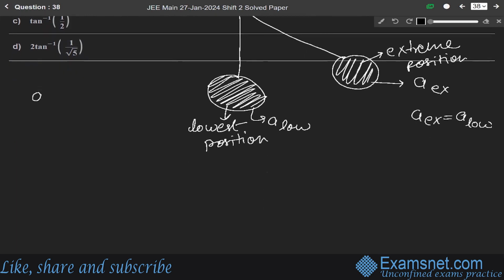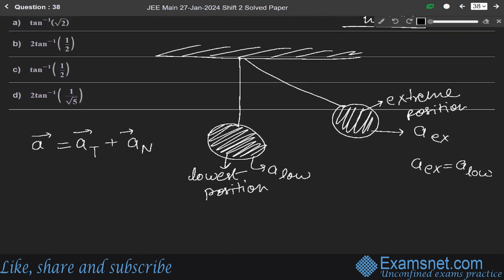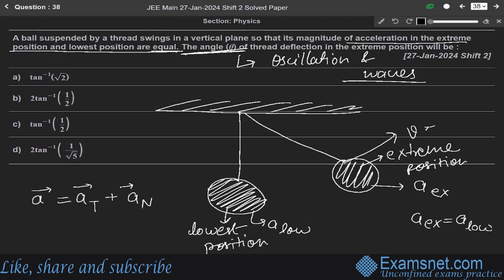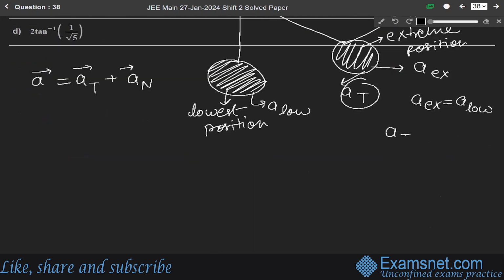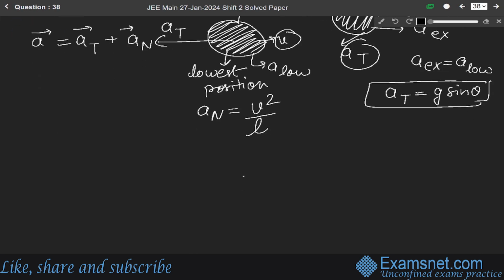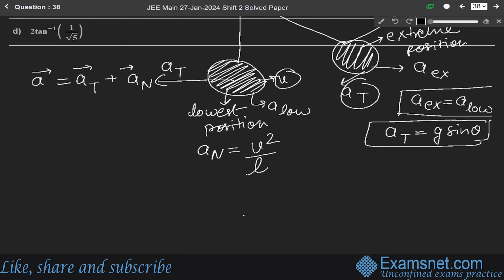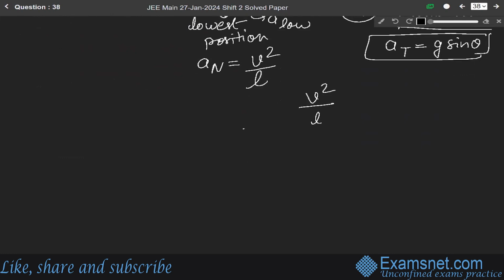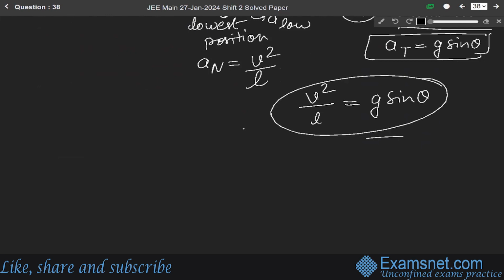Now we know that acceleration has two parts: tangential and normal acceleration. When the ball is at the extreme position, v will be equal to 0, so there will be only tangential acceleration, not normal acceleration. At the extreme position, the tangential acceleration will be g sine theta. At the lowest position, there will be no tangential part, there will be velocity, so only normal acceleration, which due to the centripetal is v square by L. Since a at extreme position equals a at lowest position, v square over L will be equal to g sine theta. This is equation 1.